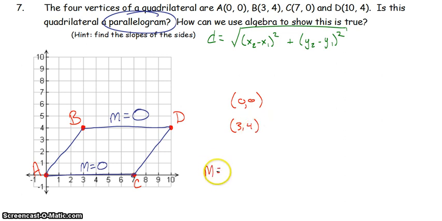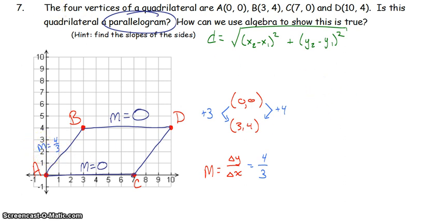Remember, your slope is your change in y over your change in x. You can find your change by looking at your jumps. You jump from 0 to 4, you're going up 4. You jump from 0 to 3, you're going up 3. This is your change in y, 4. This is your change in x, over 3. So this slope is 4 over 3.